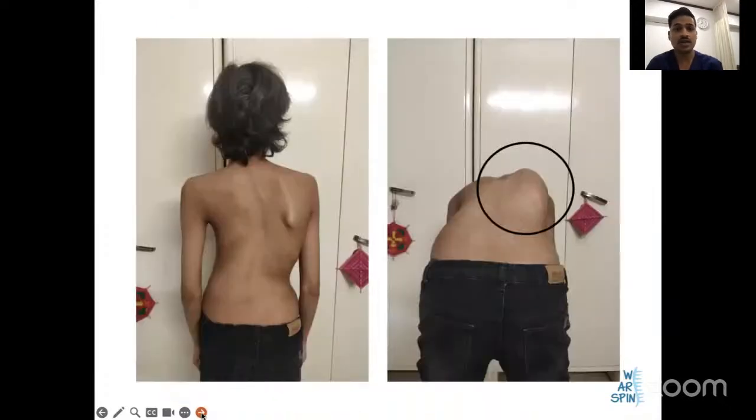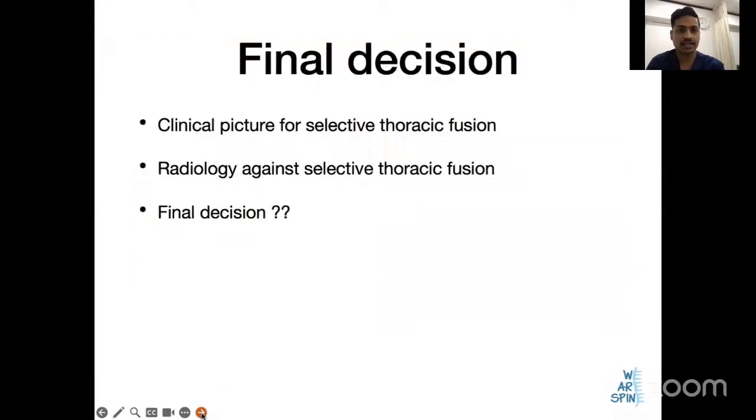And the rib hump was also actually very high. So then the radiology was against selective thoracic fusion, but the clinical picture was that the patient was well balanced, and also she was lean and thin, not an obese patient. So then we decided that we'll select the LIV under anesthesia.